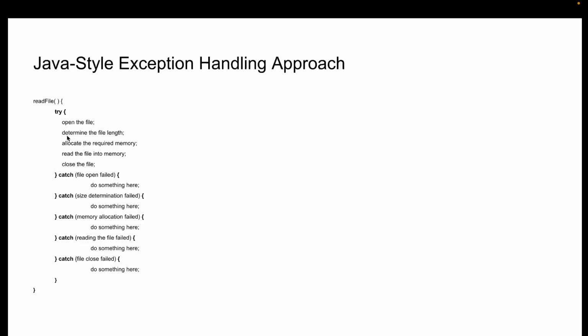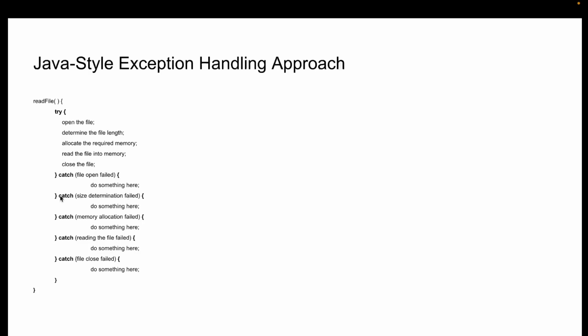Suppose you found some error at determining the file length, at step 2. The execution of the program will go out of this try block, and it will try to see if there is a corresponding catch block. So determining the file length threw some error. It will first go into the catch block "file open failed", but it will see that there was no issue with file opening, so this "do something here" will not be executed.